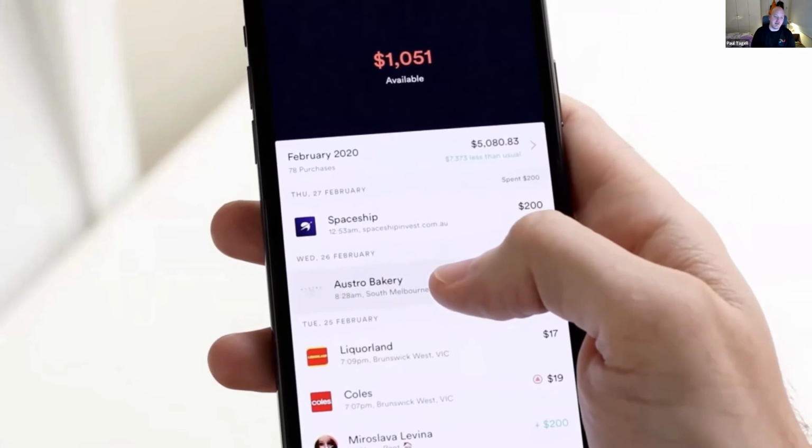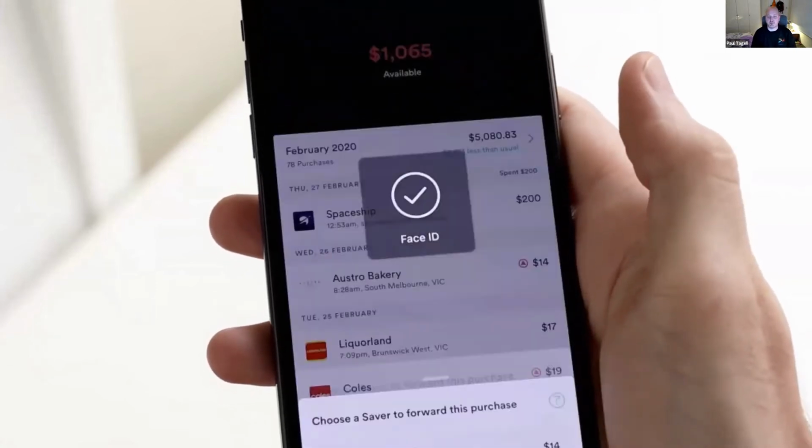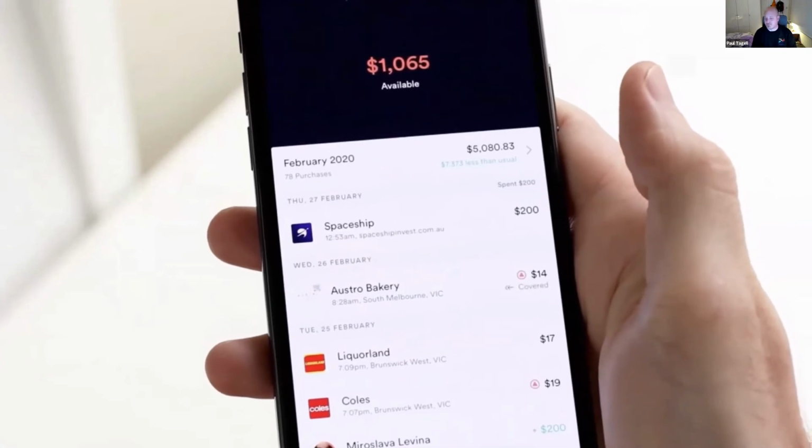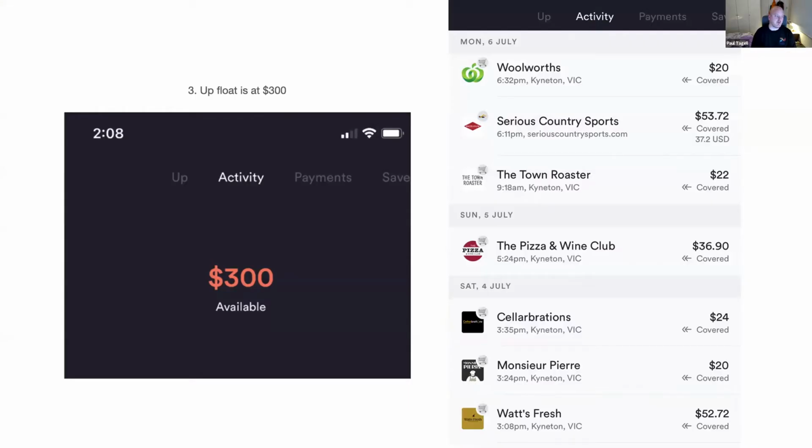And in Up, we have some different banking verbs. We call them covering and forwarding. Or covering and forwarding are two of them. So forwarding basically works like forwarding an email. So you forward money you've received from some other bank into one of your savers, whereas covering is where you cover from a specific purchase instead. In my case, I always buy things using the float that I have and then cover it from the saver that it was supposed to come from.